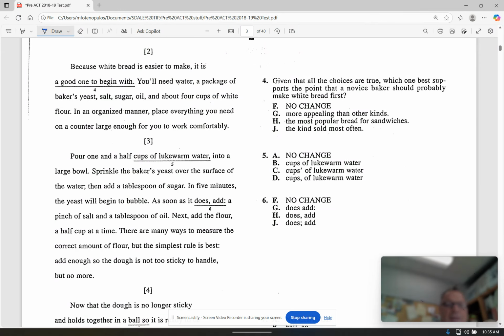Because white bread is easier to make, it is a good one to begin with. You'll need water, a package of baker's yeast, salt, sugar, oil, and about 4 cups of white flour.